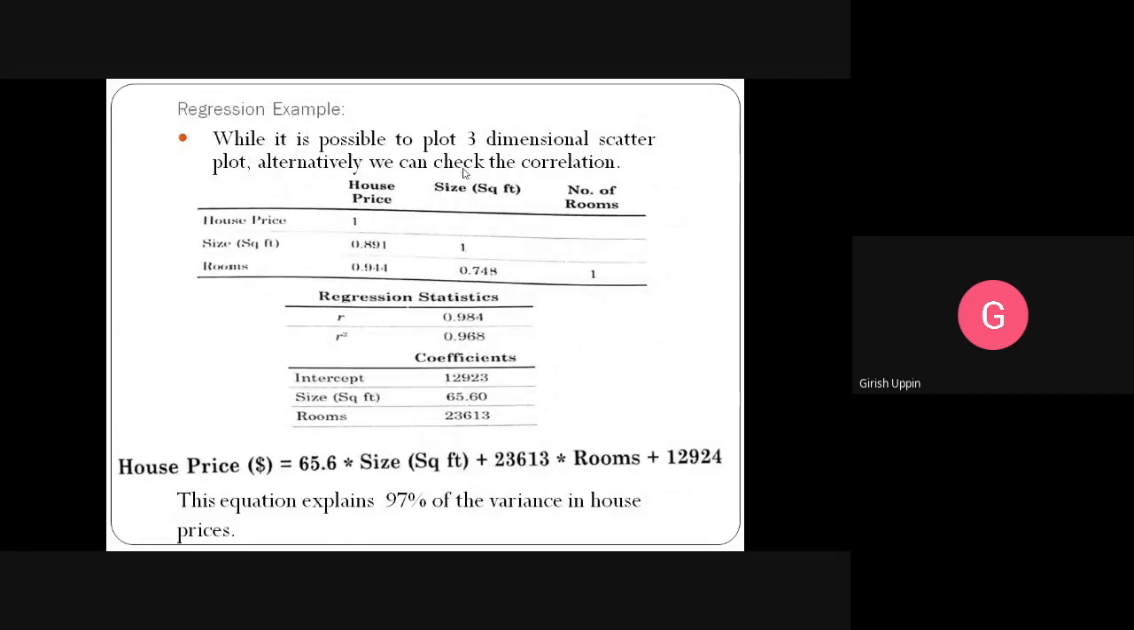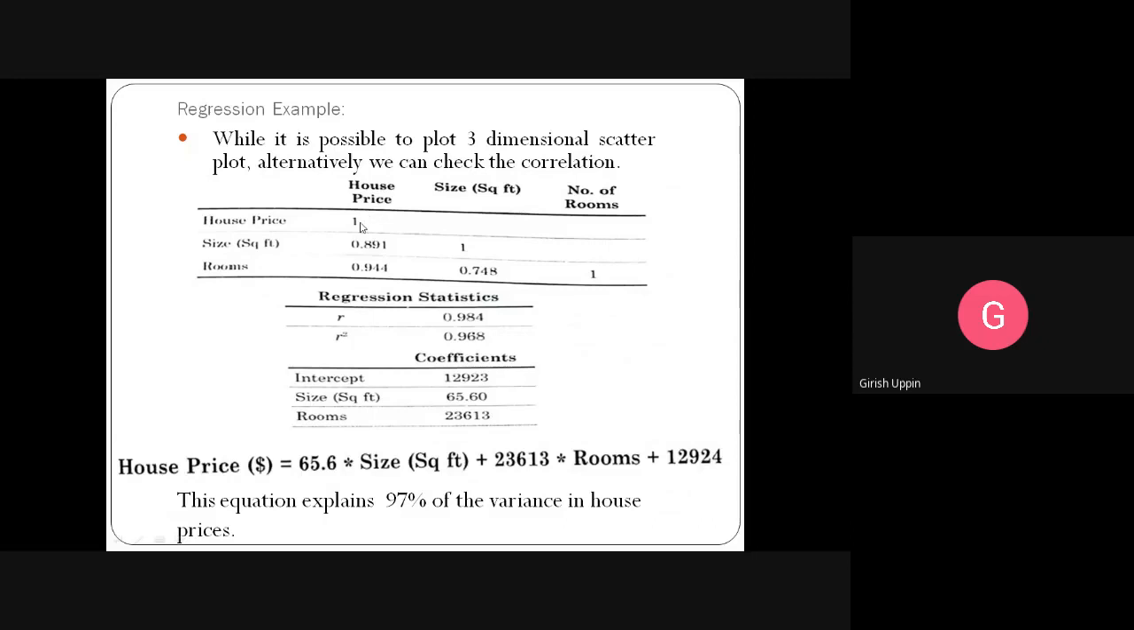We have two dimensions for the independent variables and one dimension for the dependent variable, so it makes a three-dimensional plot. You can use any kind of plotting which supports a multi-dimensional scatter plot. And after that analysis, we get these correlation values.